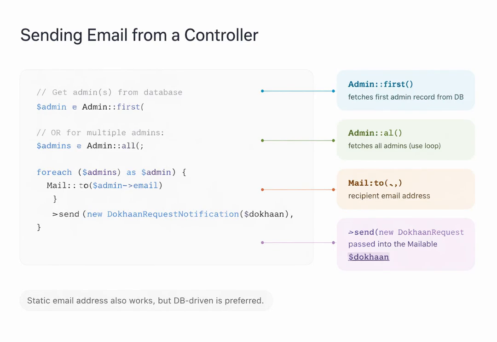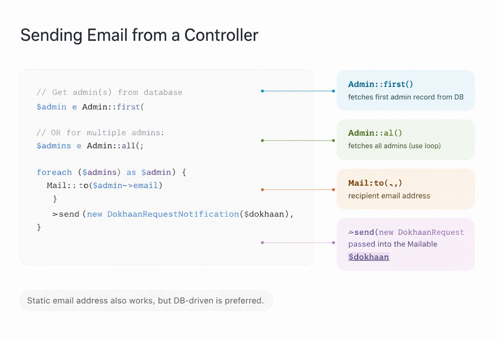The mail facade is used here. You call Mail::to, pass in the recipient's email address, and chain .send with a new instance of your mailable class, passing in the data you want to include. Now, you could hardcode a static email address, but that's not ideal. Since the admin's data is already in the database, it makes much more sense to fetch it dynamically.